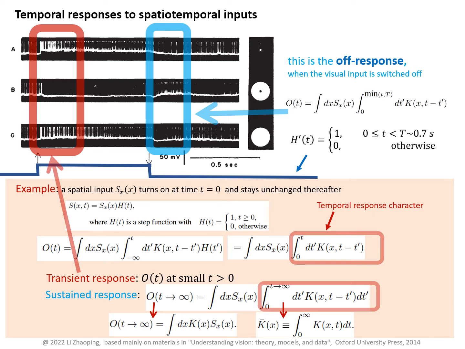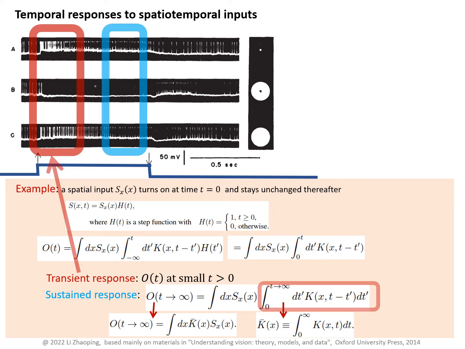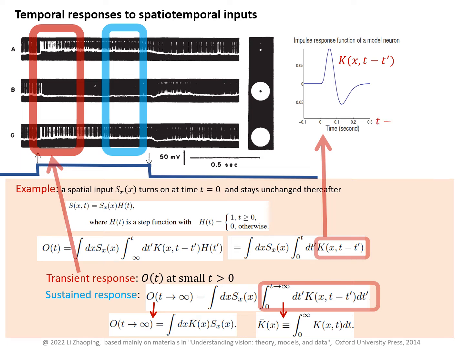In a typical neuron, this temporal filter has this shape as a function of the time difference t minus t prime, and its functional value is substantially non-zero only within a time window of about 0.2 seconds. Now, since this duration for the visual input is much longer, this response near the end of the visual input can indeed be well approximated as a response at infinite time t, the sustained response.